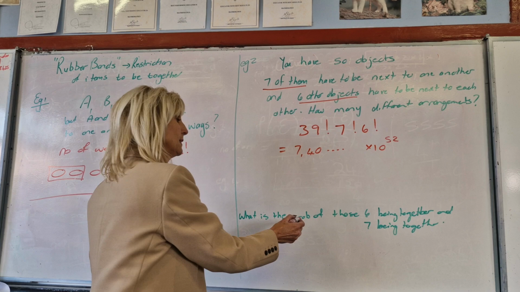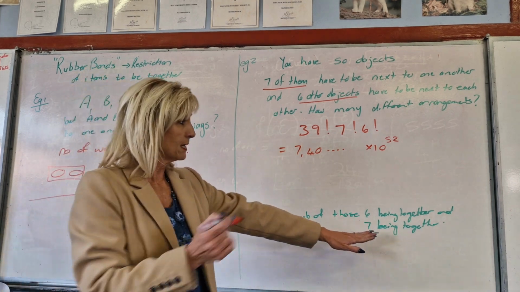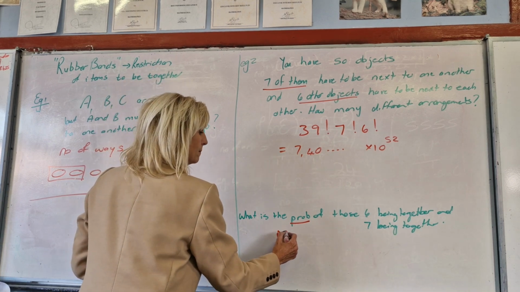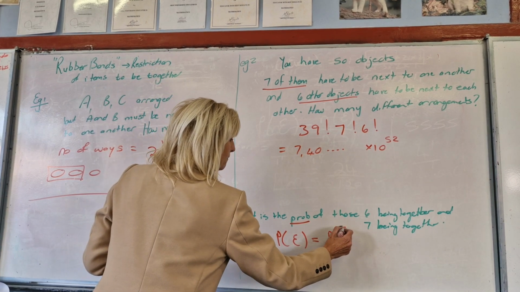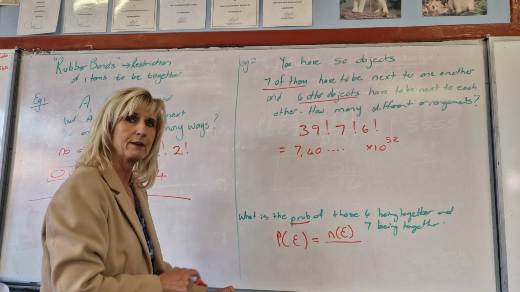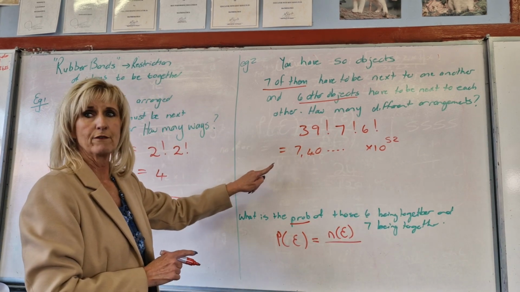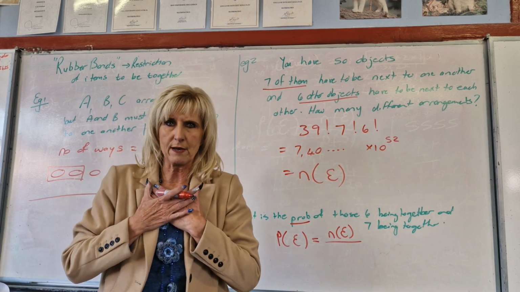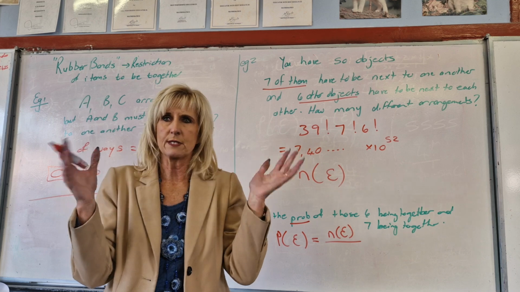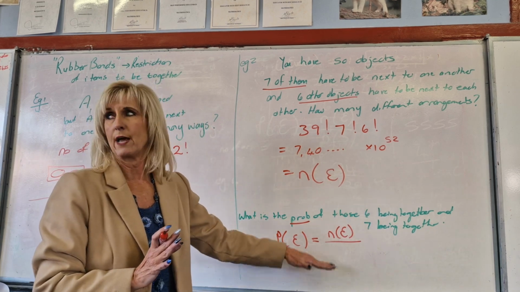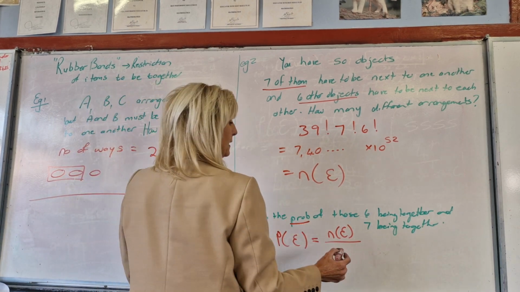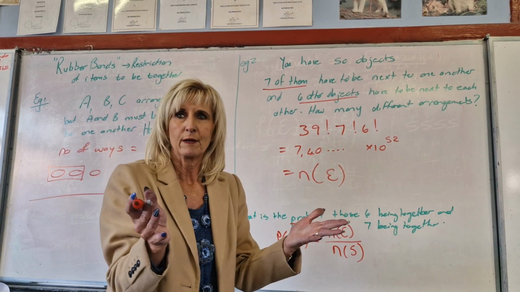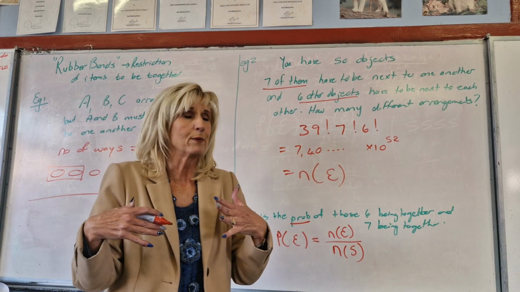What is the probability of this scenario happening here? Probability is always the number of favorable events. Favorable to me was I wanted those 6 together and I wanted those 7 together and the rest of them I don't care. That's my favorable outcome. But what is my NS, please? 50. That's with no restrictions.